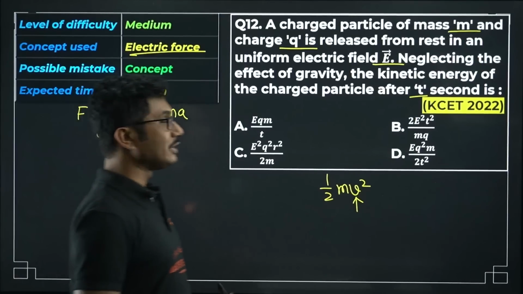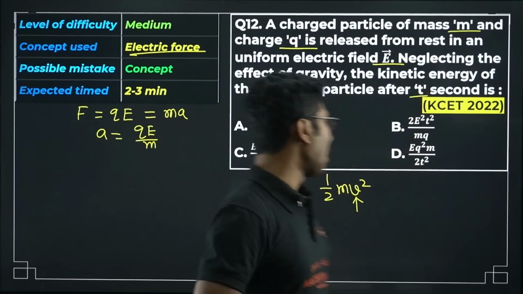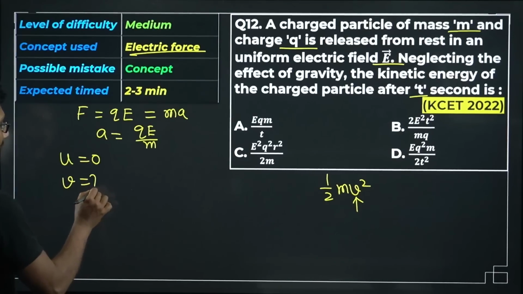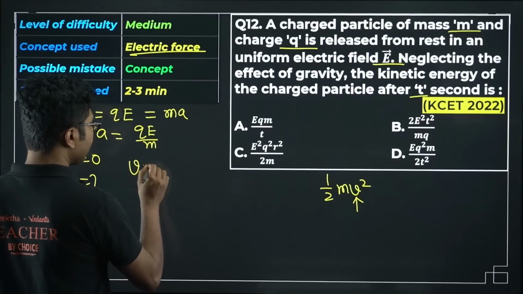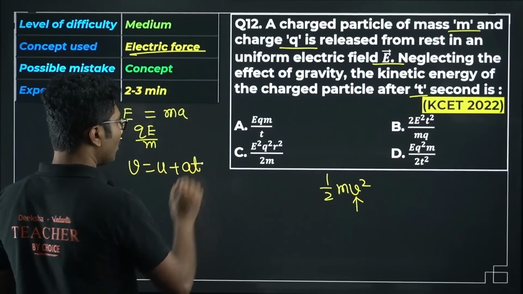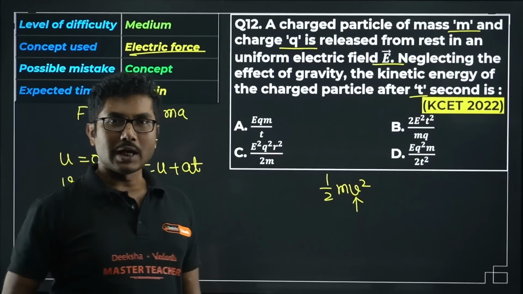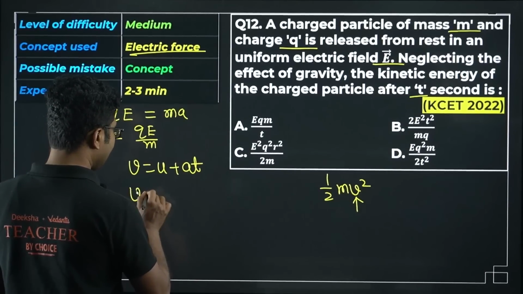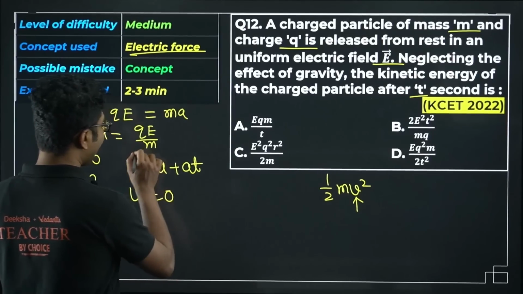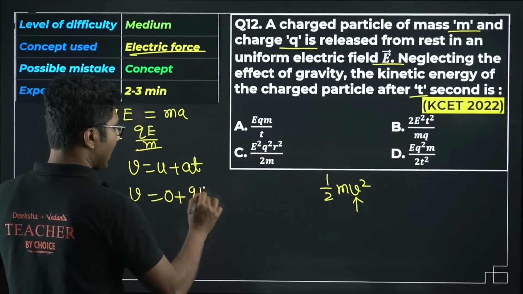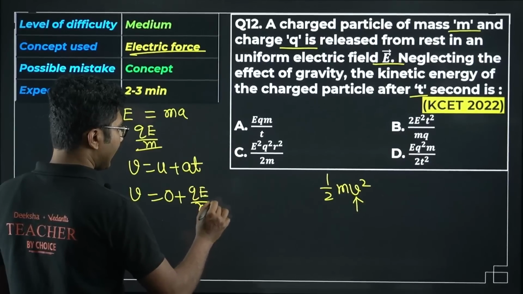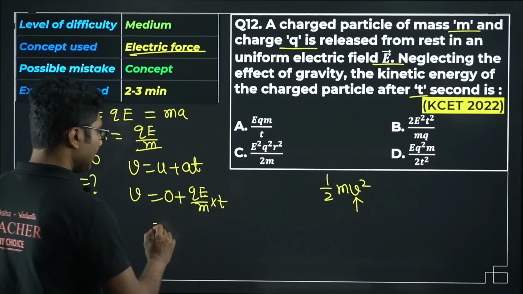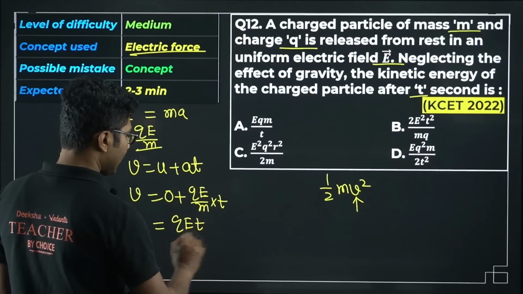Now, initially it starts from rest, so the initial speed u is 0. You have to find v. We know that v is equal to u plus at, the most important formula, the equation of motion. Here u is 0, a we have calculated as qE by m, and the time is given in this question as t. So the velocity after time t is qEt by m.